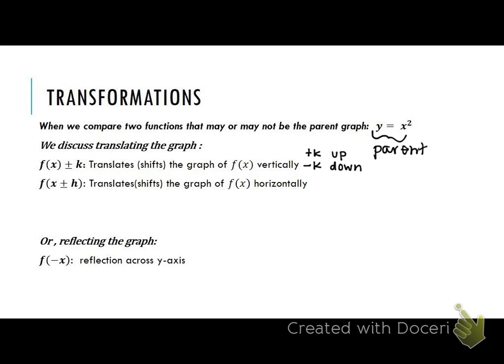Now, remember, if it's inside the parentheses, like inside the square piece of the parenthesis, we have plus or minus h. It shifts the graph of f of x horizontally, but this is a little bit opposite than what we're used to, because if it's positive h, it actually goes left, and if it's negative h, it goes right. So that might be a little confusing to you guys, but we're reinforcing that idea today.